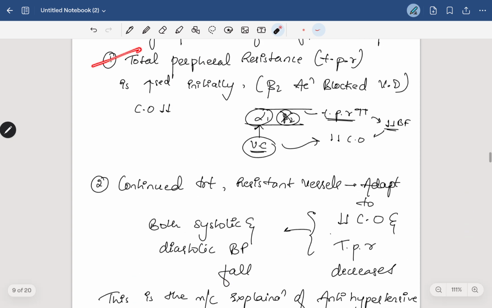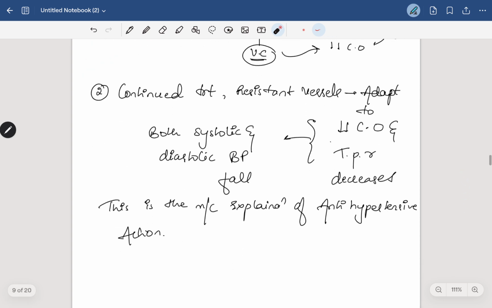I hope you understood this point. In this point, what is happening is that the resistant vessels, on continued treatment, will start adapting to it. They will adapt to the decreased blood flow, and therefore initially it was increased, now total peripheral resistance decreases. So now we can see both systolic as well as diastolic BP will fall. So this is the most common explanation of antihypertensive action.